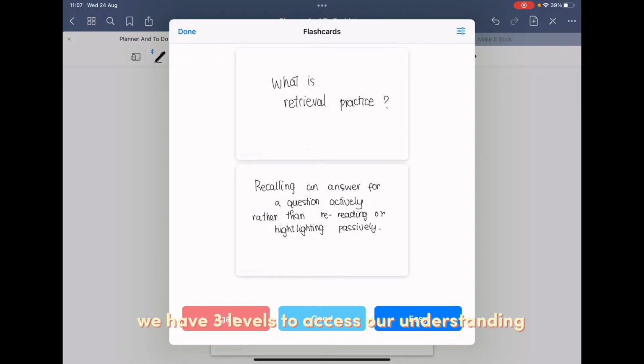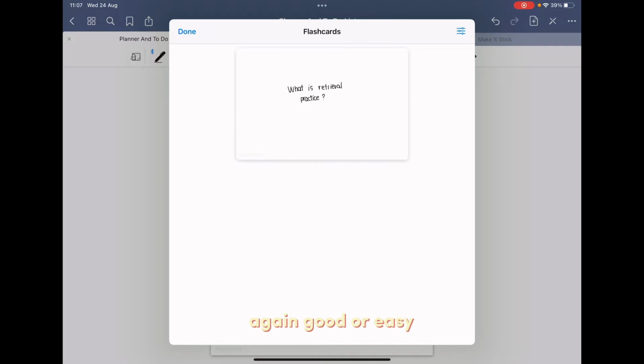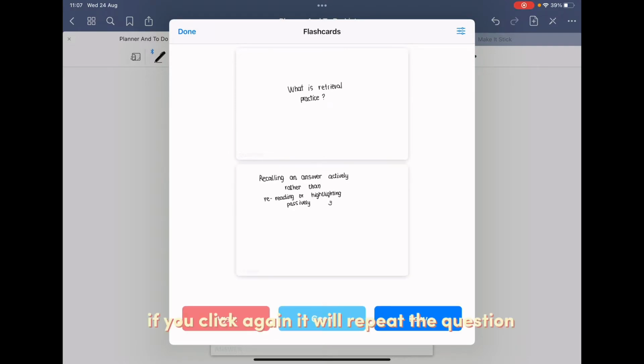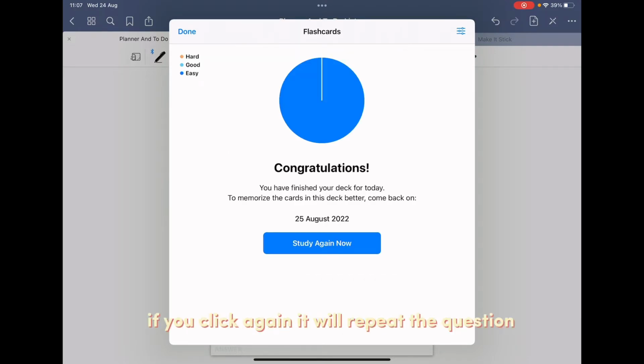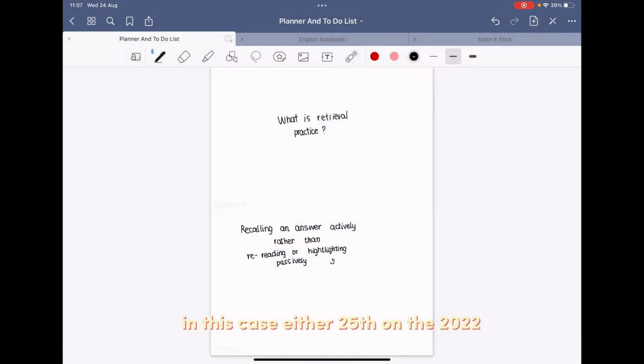We have 3 levels to assess our understanding: again, good, or easy. If you click again, it will repeat the question. And here the result. It also recommends the exact date you can revise in order to remember it more. In this case, it's the 25th of 2022.